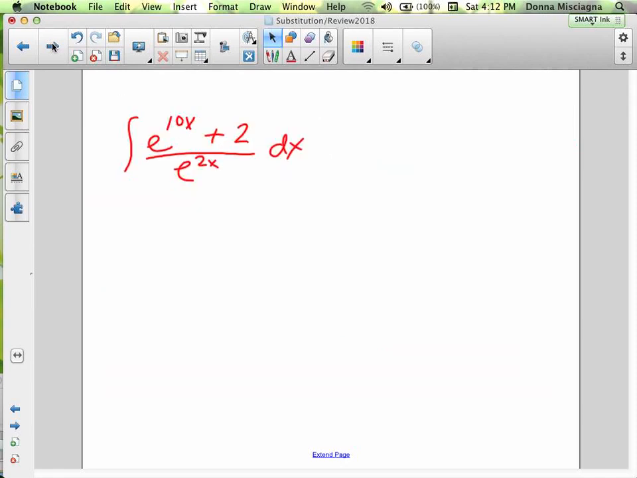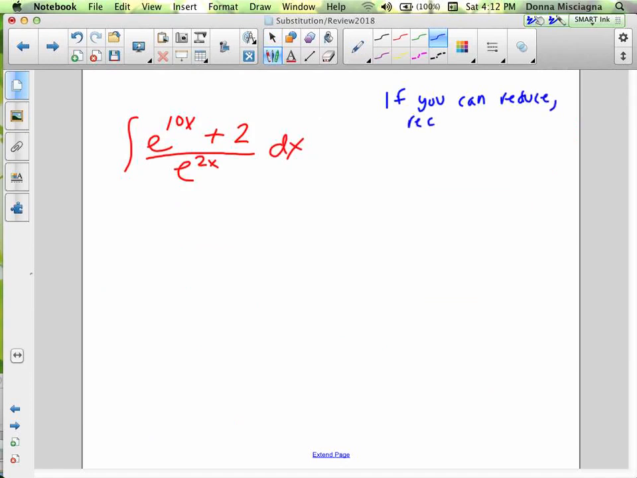Now, a little note. If you can reduce first. We can divide everything by the e to the 2x, which is good because nobody's derivative is there. It doesn't matter what I call u. I don't have the derivative. All right, so if we divide, e to the 10x divided by e to the 2x is e to the 8x. You subtract exponents to divide like bases raised to a power. And then plus 2 divided by e to the 2x. And everybody can have a dx.